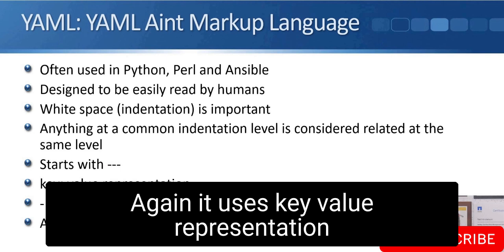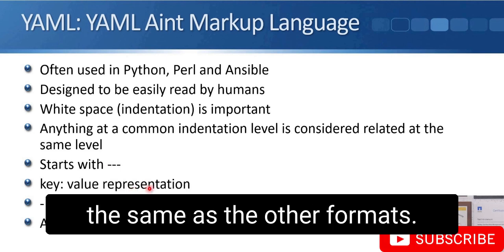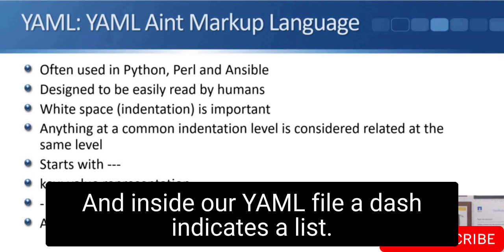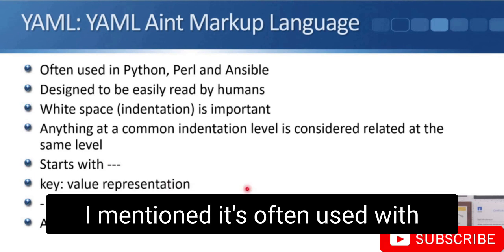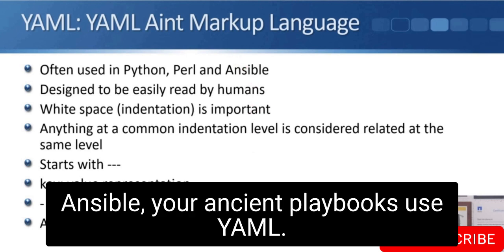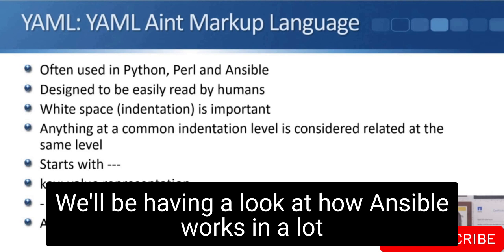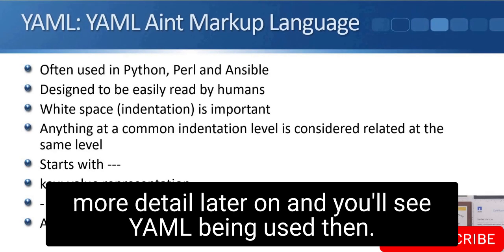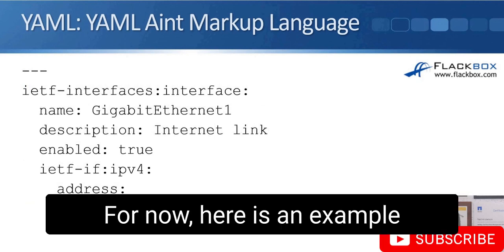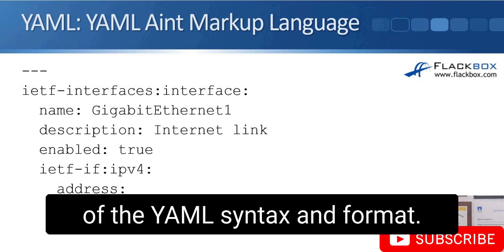Again, it uses key value representation, the same as the other formats. And inside our YAML file, a dash indicates a list. I mentioned it's often used with Ansible. Your Ansible playbooks use YAML. We'll be having a look at how Ansible works in a lot more detail later on, and you'll see YAML being used then. For now, here is an example of the YAML syntax and format.